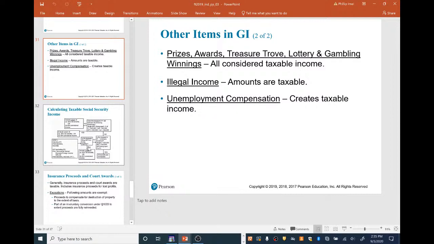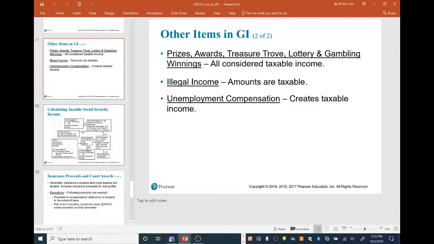Next item, illegal income. These amounts are going to be taxable. So illegal income must be included in gross income. Examples of illegal income include embezzlement proceeds, ransom, bookmaking profits, robbery proceeds, sales of illegal narcotics, and bribes.